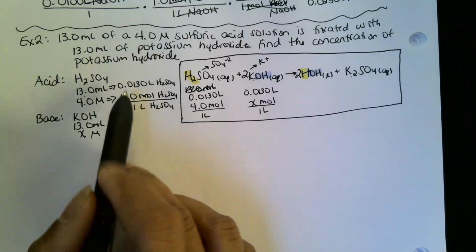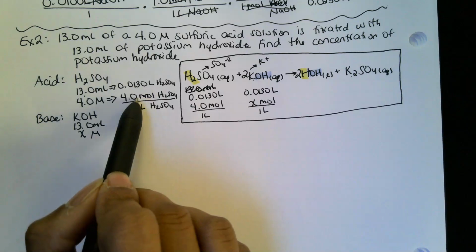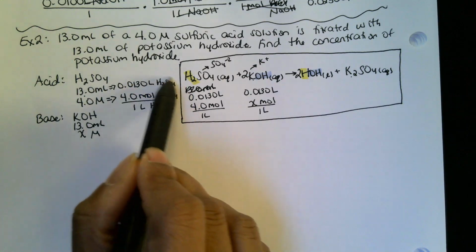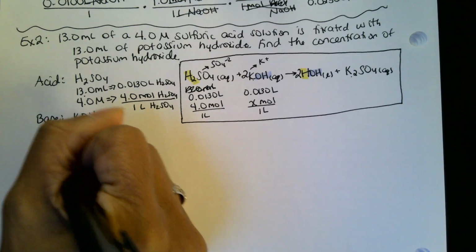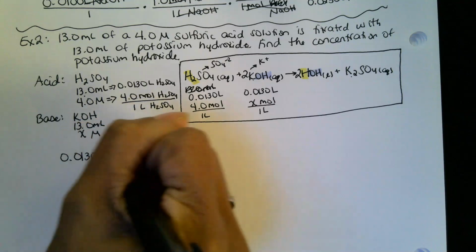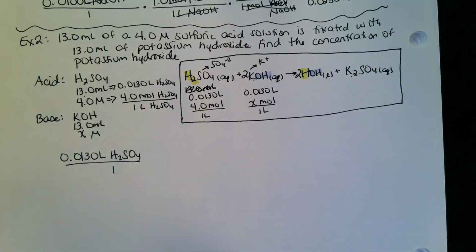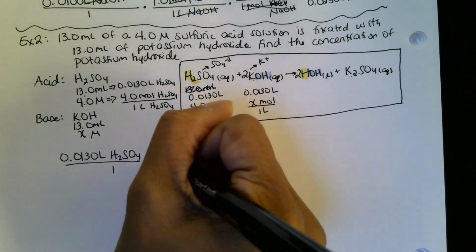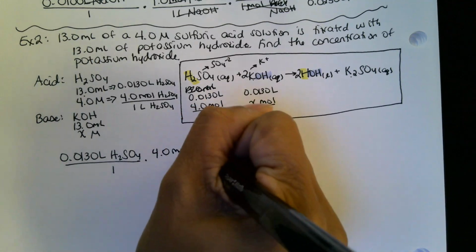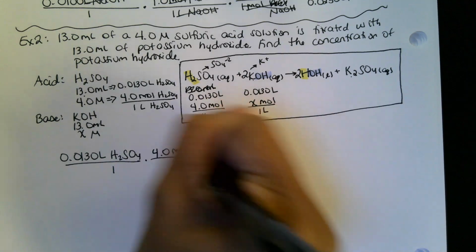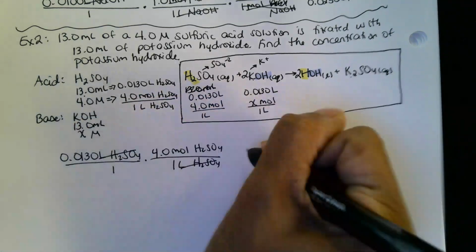All right, cool. So now I can go through and figure out, okay, my acid, I have the most information about that. I'm going to start with this one, and I'm going to start with a number that I don't have anything as a denominator for. So I will do 0.0130 liters of H2SO4 over 1. That 1 is just a placeholder. And then I multiply 4.0 moles of H2SO4 for every 1 liter of H2SO4 and cancel those out.